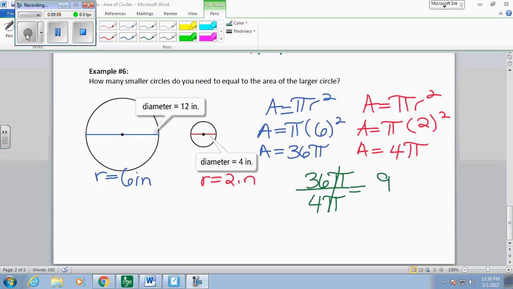All right, so again, just like the previous question, I found the area of both circles. I had to take the diameter of both those circles divided by 2 to get the radius. I then kept my answers for the areas in terms of pi and divided the larger circle by the smaller circle to then get an answer of 9.